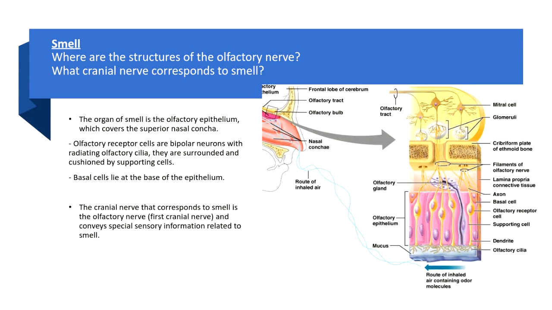So where are the structures of the olfactory nerve? Okay, we had talked about that before. They're on the underside of the brain. We have the olfactory bulb that leads to the olfactory tract. The next question is what cranial nerve responds to smell? And that's the first cranial nerve. Okay? The olfactory nerve provides a sense of smell.